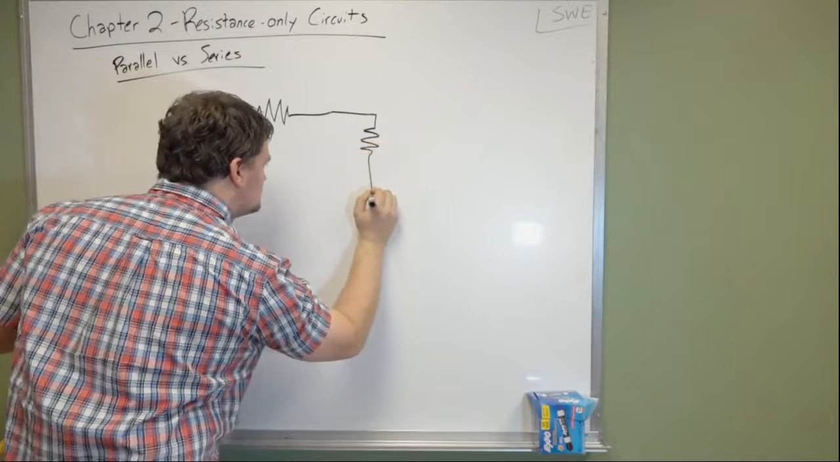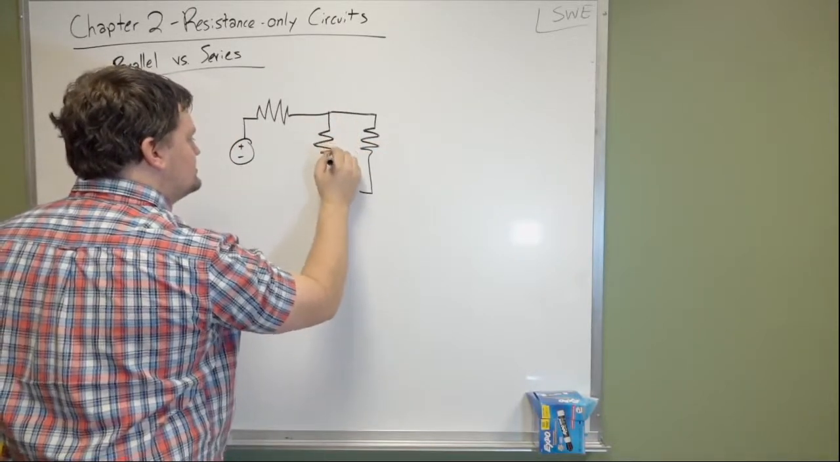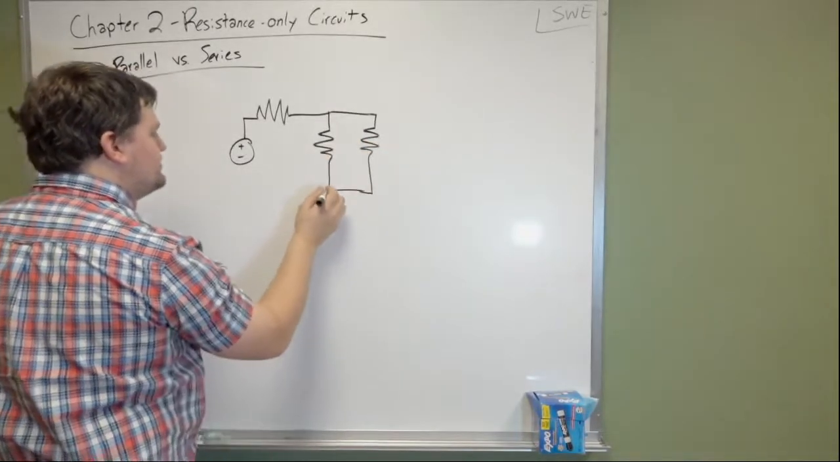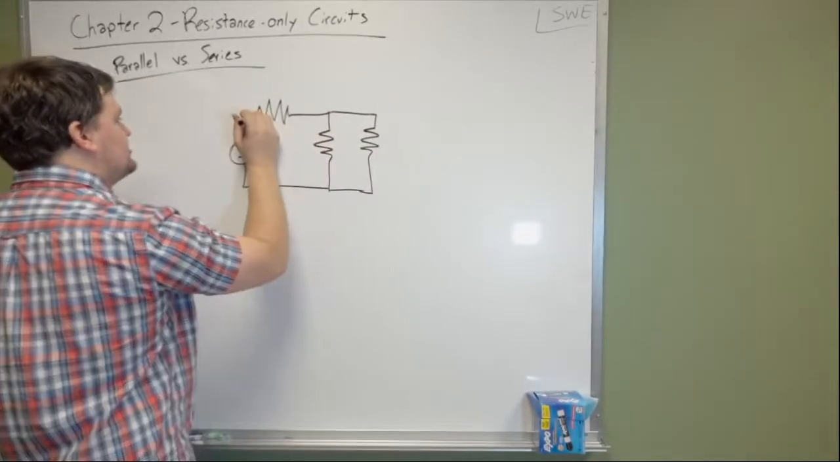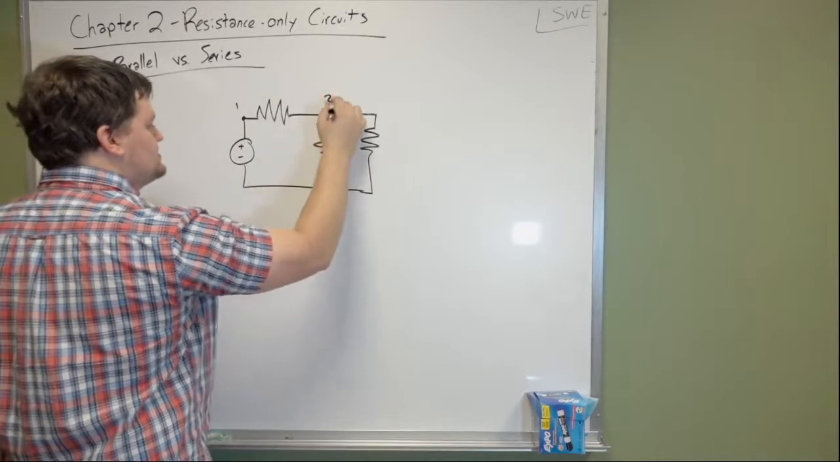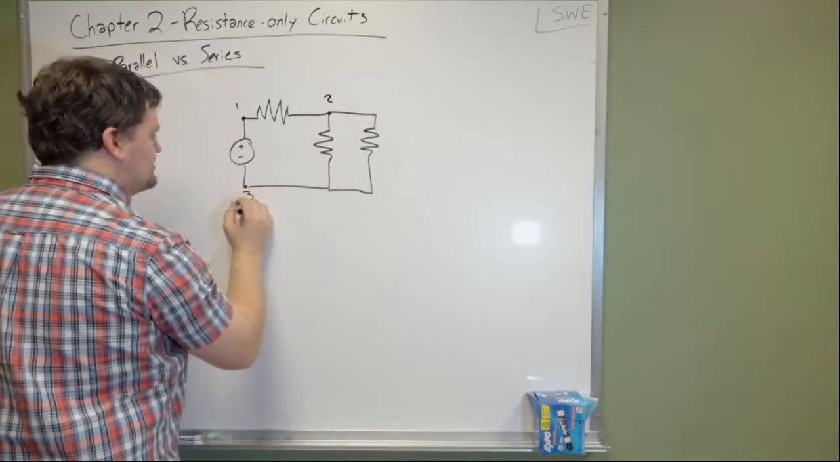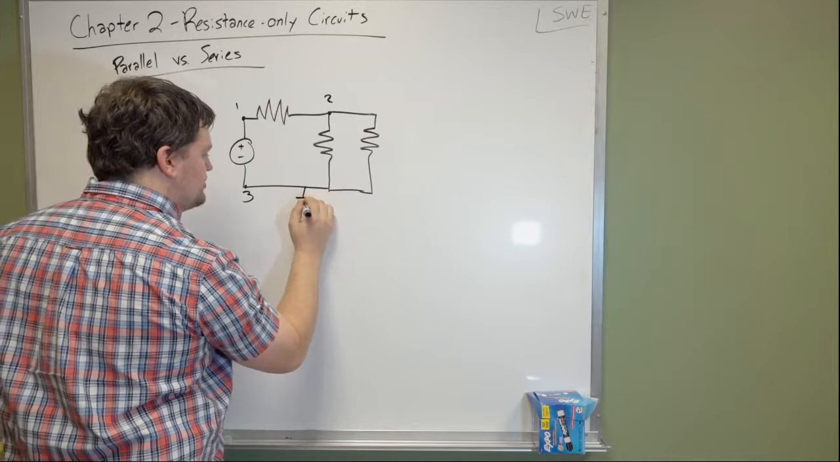And here we have a parallel set of resistors. I'm going to go ahead and label the nodes. This will be 1, this will be 2, and this down here will be 3. We'll go ahead and put a ground symbol here.